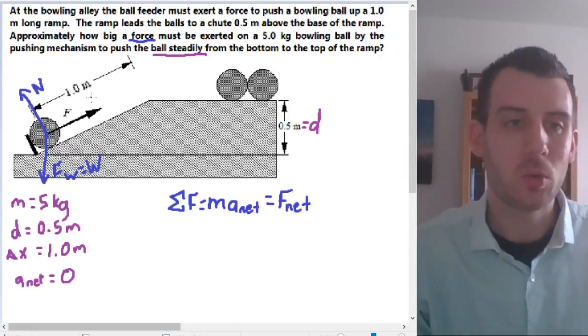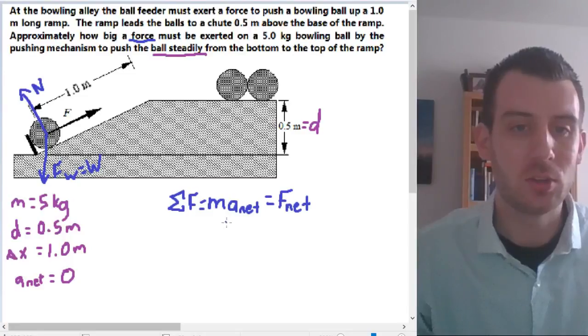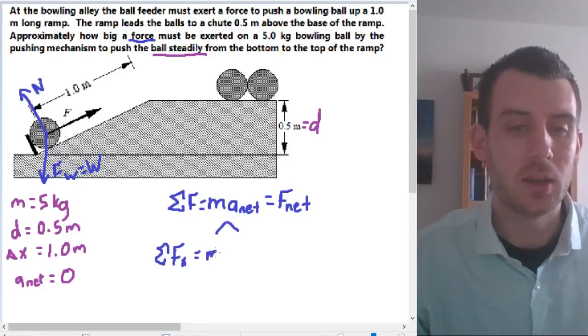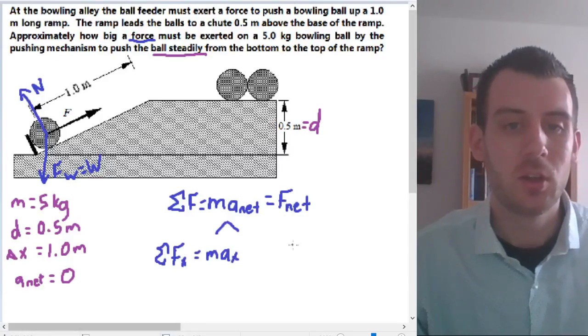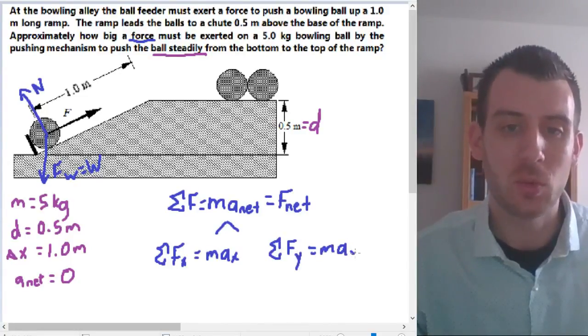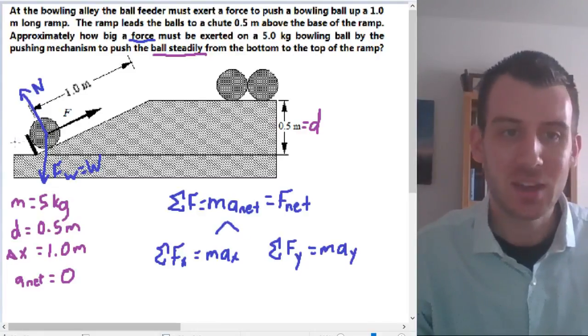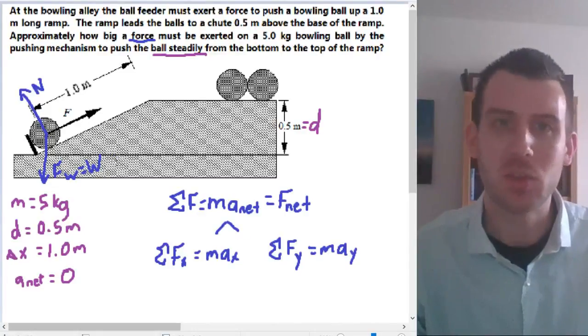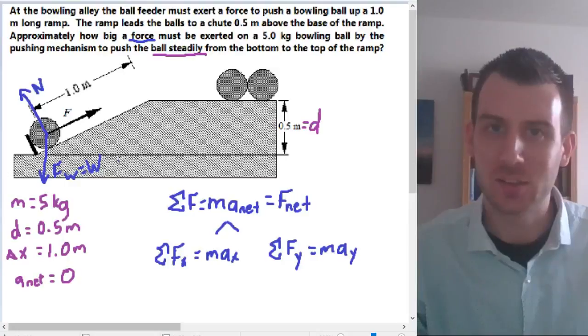And the way that it's oriented right now, if I was going to break this down into its x and its y, I was going to say the sum of forces in the x is equal to the mass times the acceleration in the x, and the sum of the forces in the y was equal to the mass times the acceleration in the y. I'm going to have to include everything, and I don't really want to because I'm a simple guy and I like to do simple math.